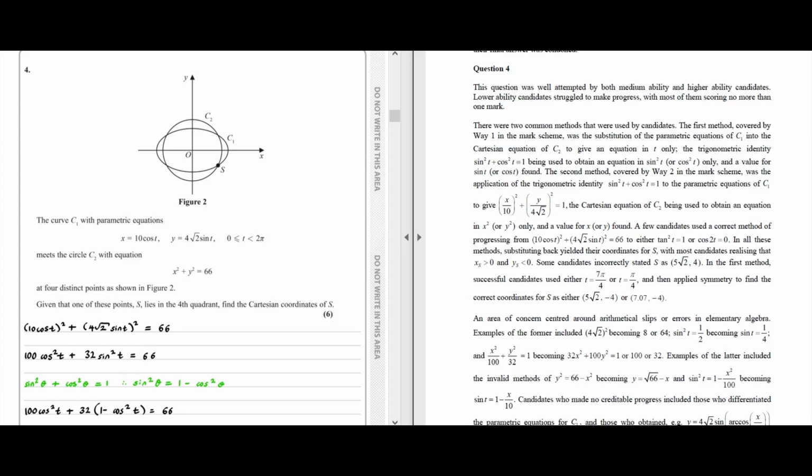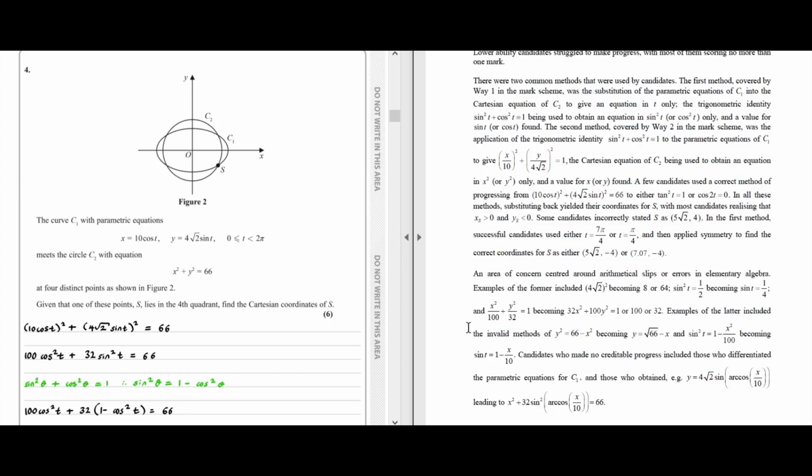In the first method, successful candidates either used t equals 7 pi over 4 or t equals pi over 4 and then applied symmetry to find the coordinate of S. An area of concern centered around arithmetical slips or errors in elementary algebra. Examples of the former include 4 root 2 all squared becoming 8 or 64, and sine squared t equals 1/2 becomes sine t equals 1/4, and then the errors followed on from that.